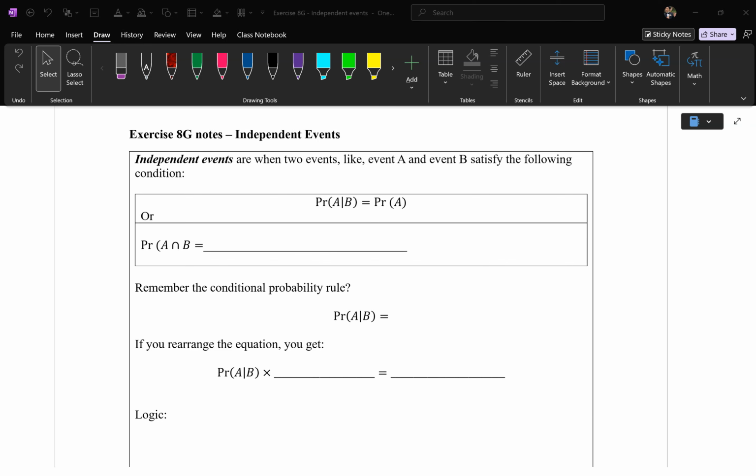Hey there, Year 9s. In this video, we're going to cover independent events, which we actually touched on in our last session already with conditional probability. But here we're going to do a couple of examples just so you get a feel for it again.